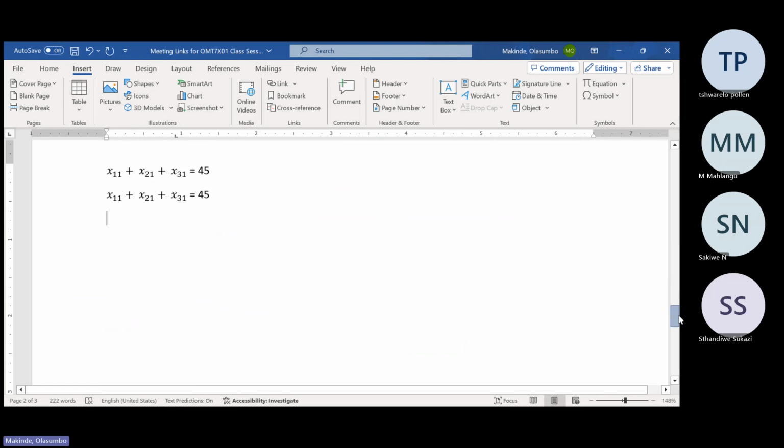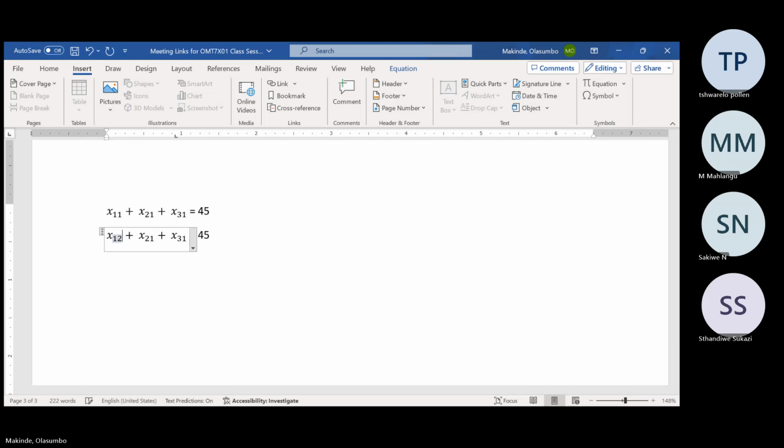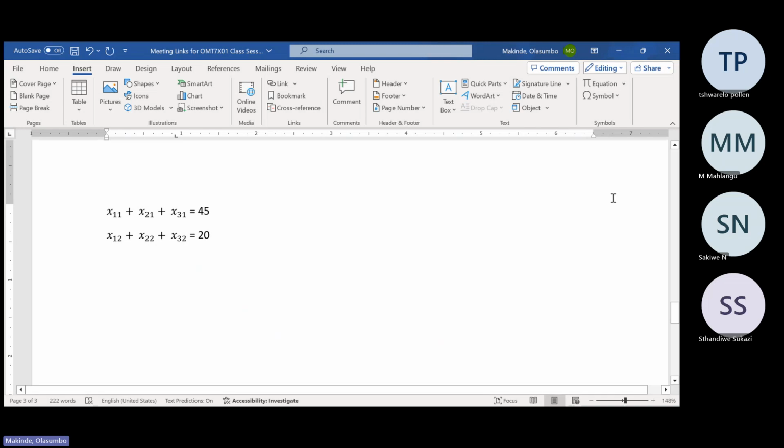So let's go and write that one. X12 plus X22. If you have a question, please ask. Plus X32 should be exactly equal to 20 million, which is equal to 20. We said that is in millions already. And we are using equal to because we want to meet that demand exactly.